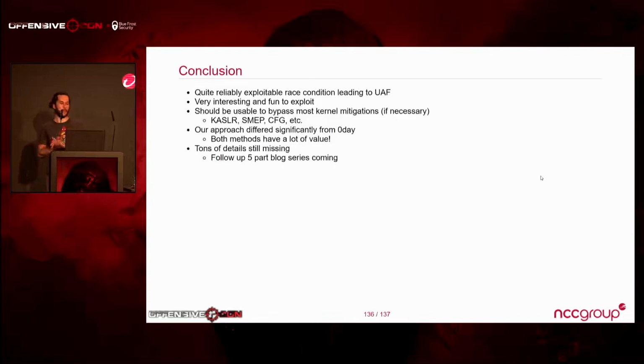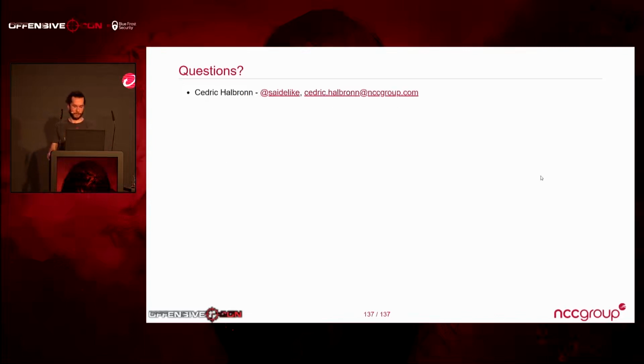So what we can get from that is a very reliable, exploitable race condition. The increments make it a little bit less reliable because we overwrite a pointer. But if we use a CFG bypass to get code execution in the kernel, we may not have this problem. It was very interesting for us from a research point of view to see, after the fact, that the approach they took was different, and it was valuable. We'll publish more details in a five-part blog post series, if you're interested. And that's all for me.